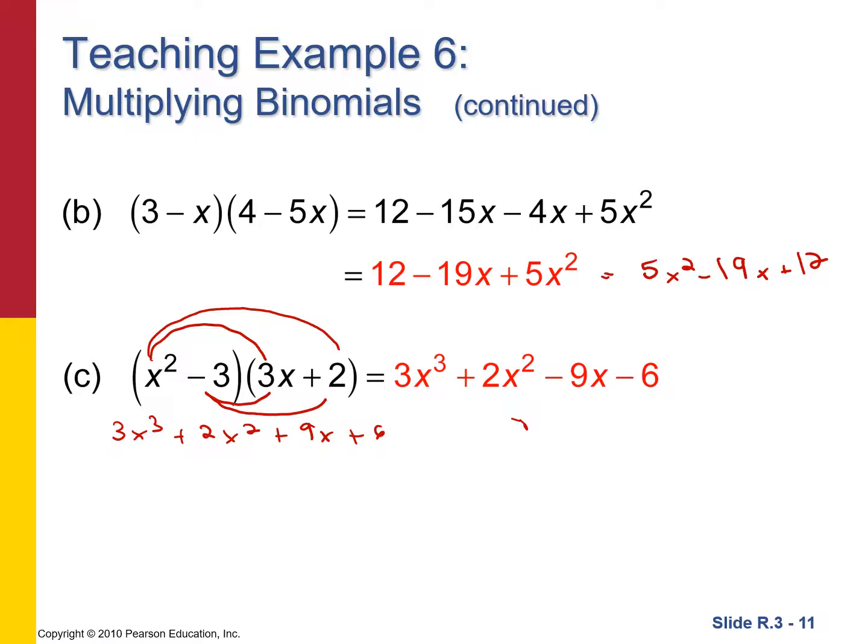And so again, in this case, notice there are no like terms. So 3x cubed plus 2x squared. Sorry, minus 9x. I made a little mistake. So minus 3 times 3x is minus 9x, and plus 6.